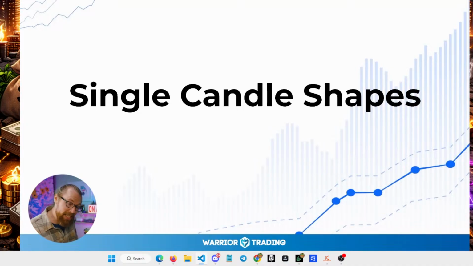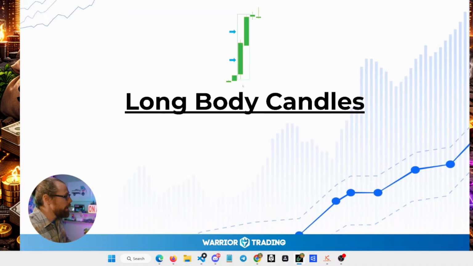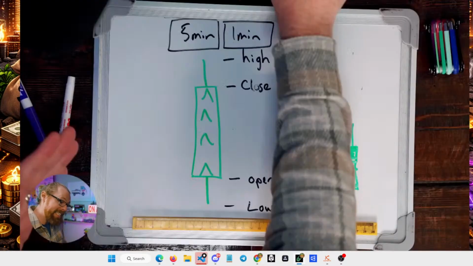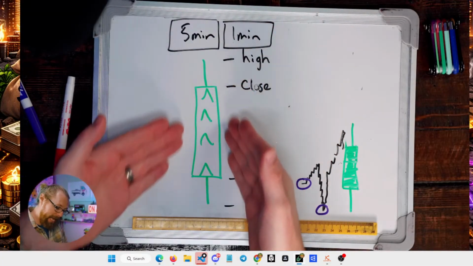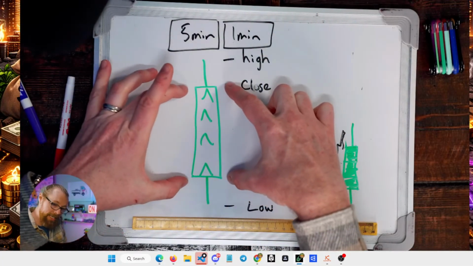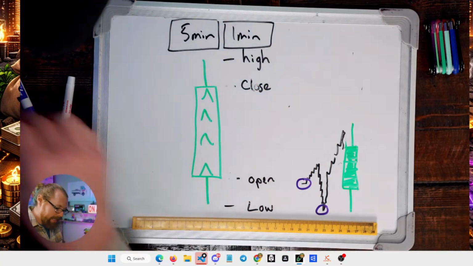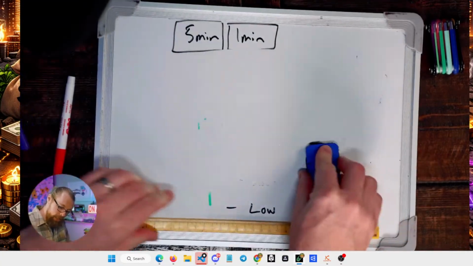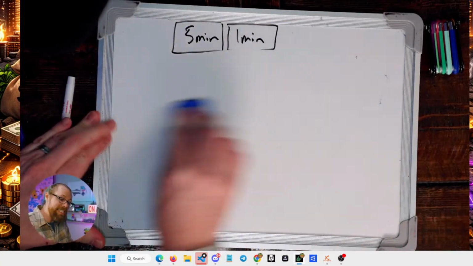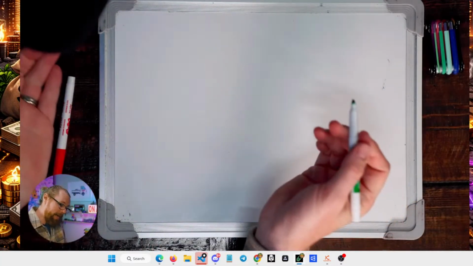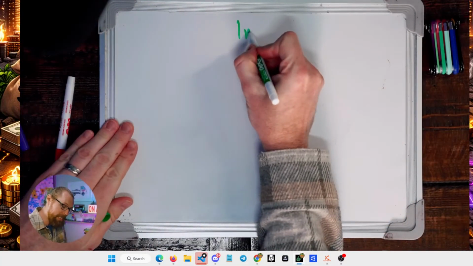The first single candlestick shape that I want to teach you is called the long body candle. A long body candle has, as the name indicates, a long body. So what is the body of the candle? That's the middle part right here that is usually filled in, and so it would be solid green. So a long body candle communicates strong sentiment. So let's think about that. It doesn't matter what time frame we're on, but let's just say we're on a 1 minute time frame.